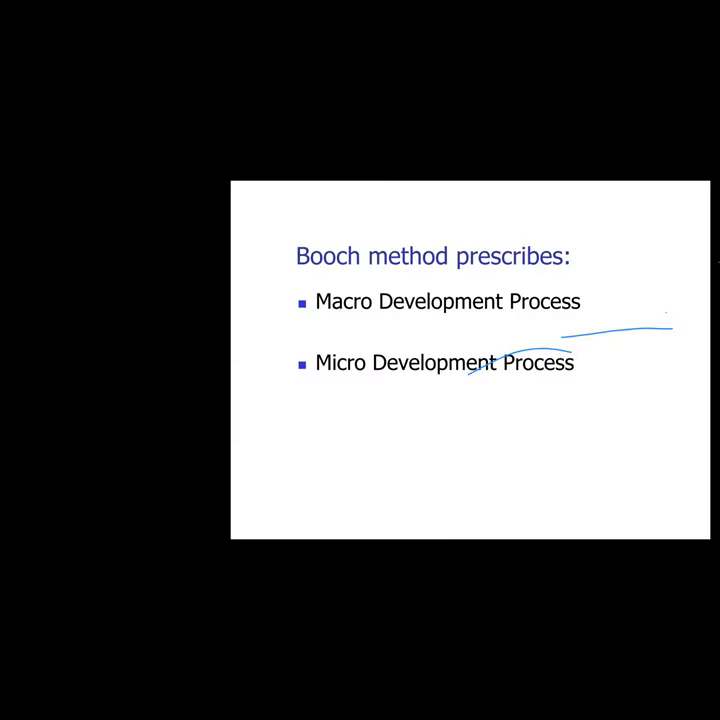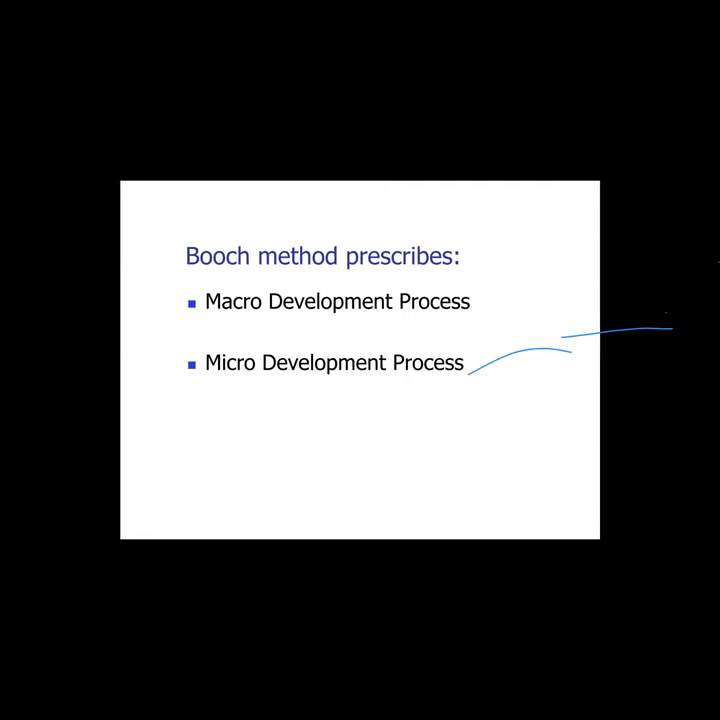The Booch methodology is divided into two subdivisions: dynamic models and static models. The same way, in the Booch methodology we have two sets of processes. The first is called the macro development process, and the second is called the micro development process. The internal minor aspects come under the macro development process, and the micro development process focuses on the main functions. So what does macro development process mean?